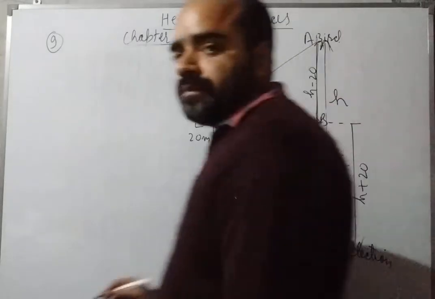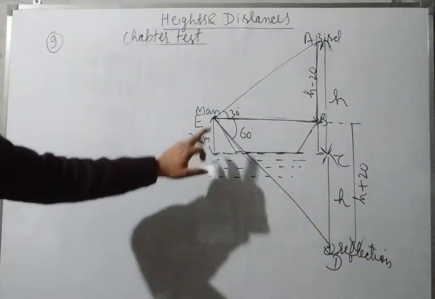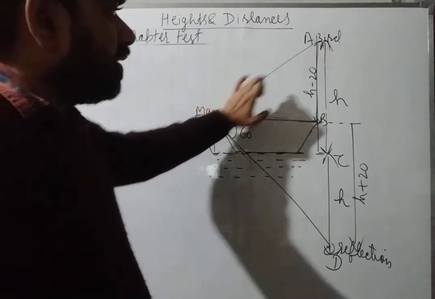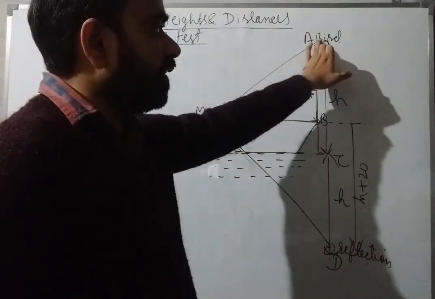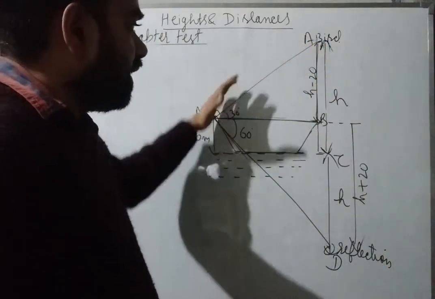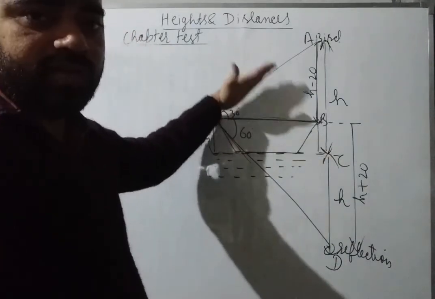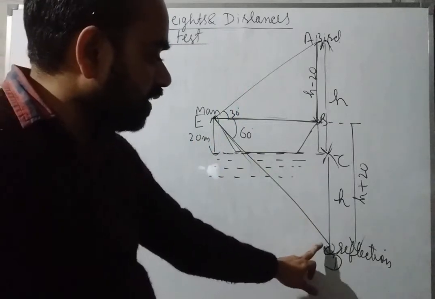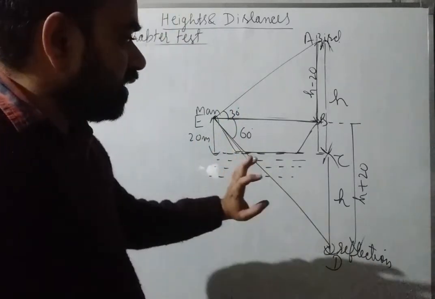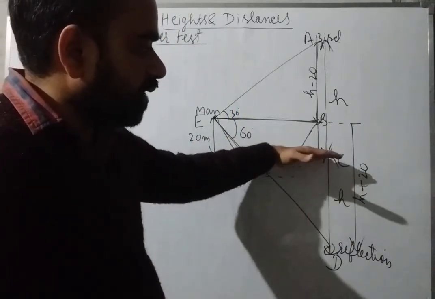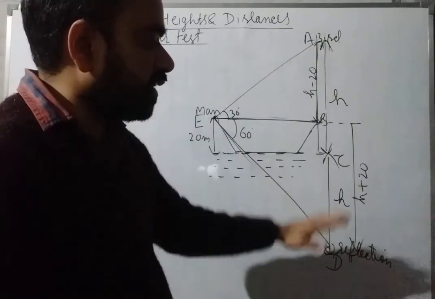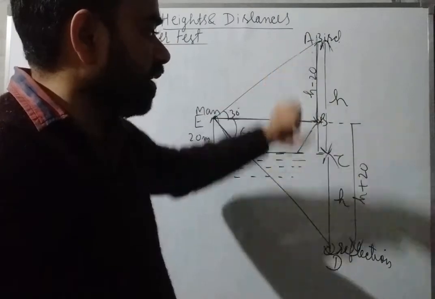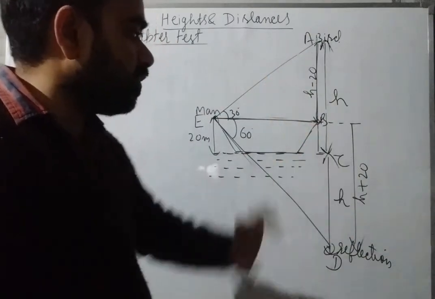See the diagram, correct? First, the man 20 meter above the water level observes the angle of elevation of the bird, 30 degree. Angle of elevation means angle between horizontal and the line of sight. Then this is 30, and angle of depression of the bird's reflection, that is this 60 degree. Reflection means from the water level these two heights will be the same, h. This is 20, this is h minus 20, and in this triangle this is h plus 20.